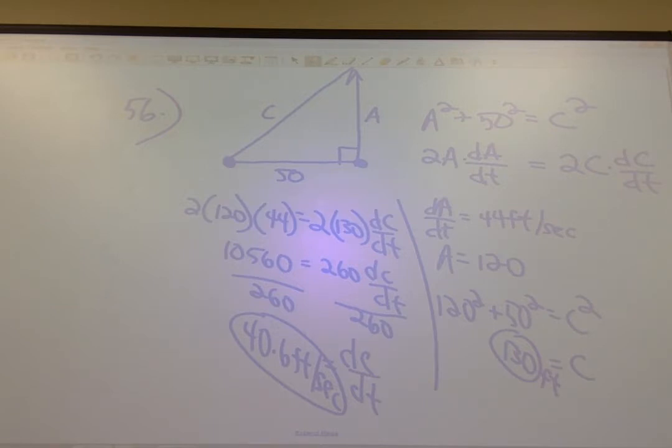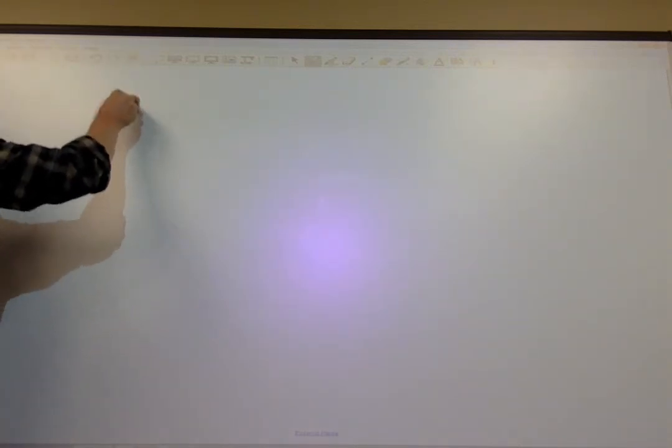Last one. This one's good. 64. They've even sketched it for you. Wasn't that nice? 64 says there is a 20-foot ladder against a wall. It begins to slide. How fast is the top of the ladder sliding down the wall? The instant of time when the bottom is 12 feet from the wall and sliding away from the wall at the rate of 5 feet per second. Okay?